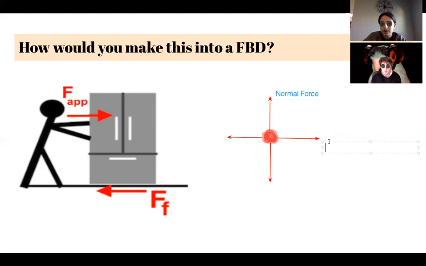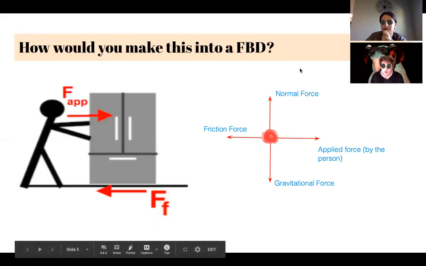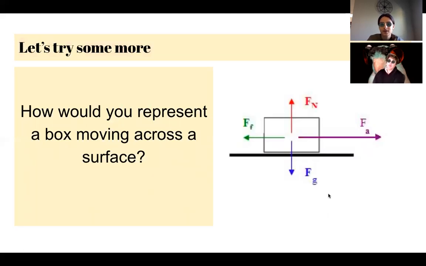So if we wanted to add some captions here, this would just be normal force. Over here would be applied force, and it's going to be applied by the person, so we can just note that here. Then we have gravitational force, then we have friction force acting against this. So this is just an example of a free body diagram from this drawing. Okay, let me just clear this drawing. Okay, there we go. Well said, Eva.